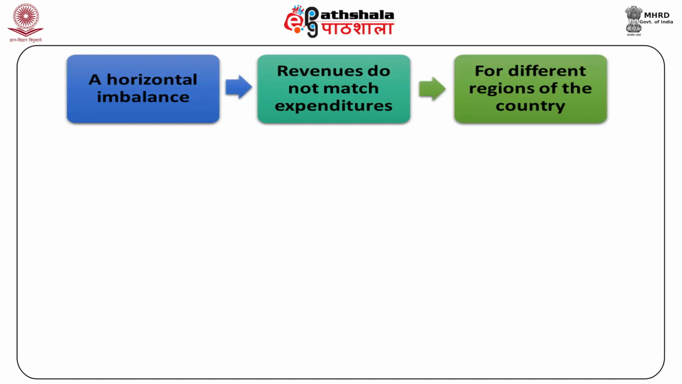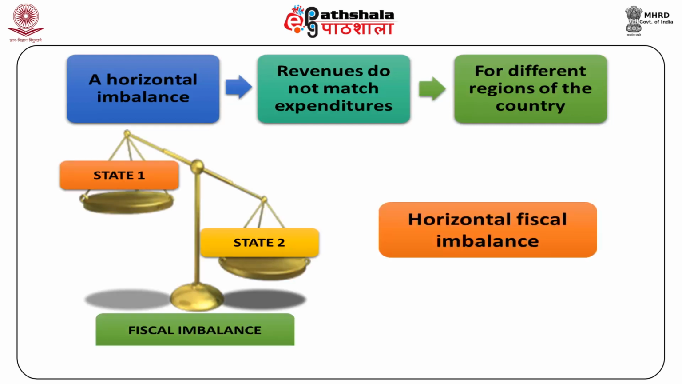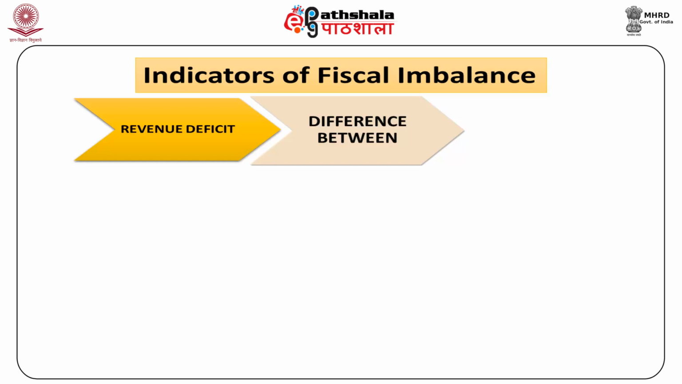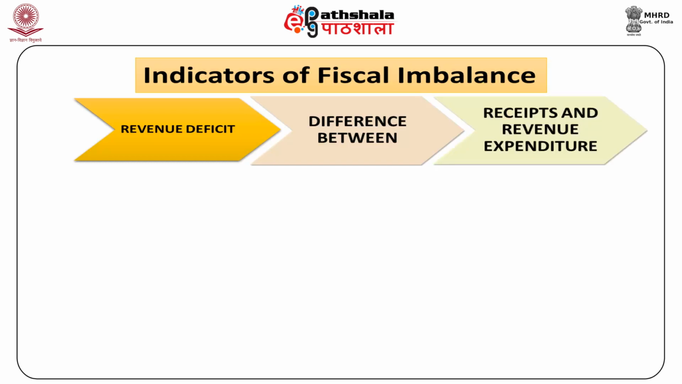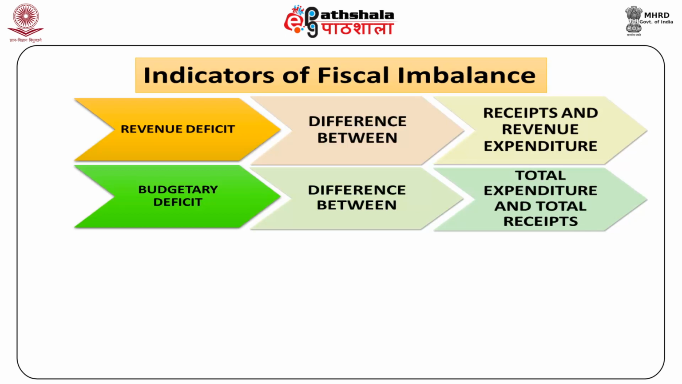When the fiscal imbalance is measured between the governments at the same level, it is called horizontal fiscal imbalance. This imbalance is also known as regional disparity. Indicators of fiscal imbalance. Fiscal imbalance can be measured by deficits such as revenue deficit, which is measured as the difference between revenue receipts income and revenue expenditure, budgetary deficit, which is measured as the difference between total expenditure and total receipts. Here, both revenue and capital expenditure and receipts are considered.